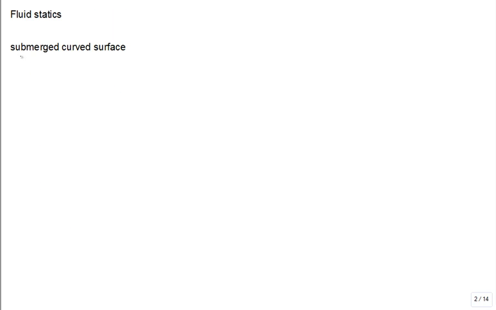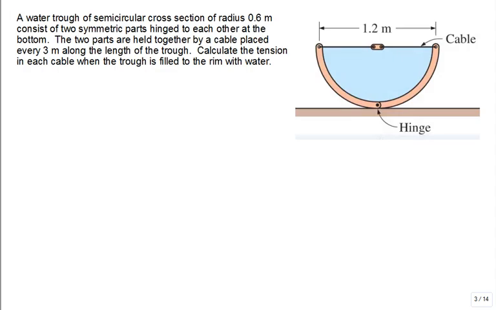So we covered the submerged curved surfaces last time. Now, a water trough of semicircular cross-section of radius 0.6. If it has a radius of 0.6, it has a diameter of 1.2. The diagram seems to be consistent. It consists of two symmetric parts hinged. Here's the location of the hinge at the bottom.